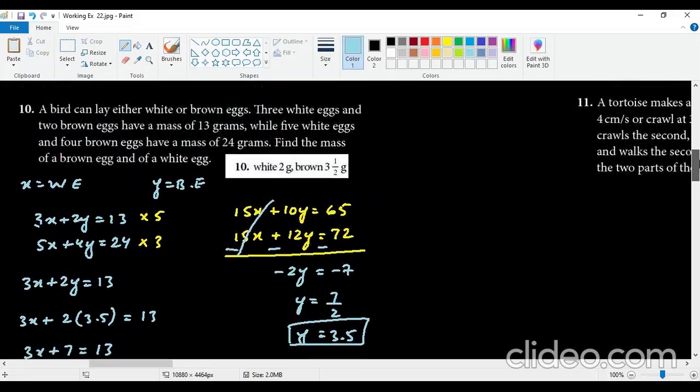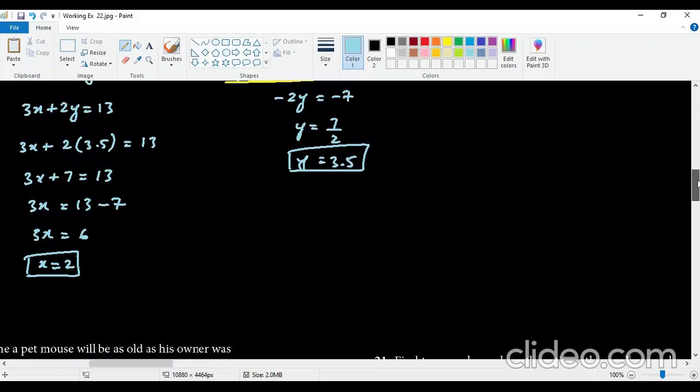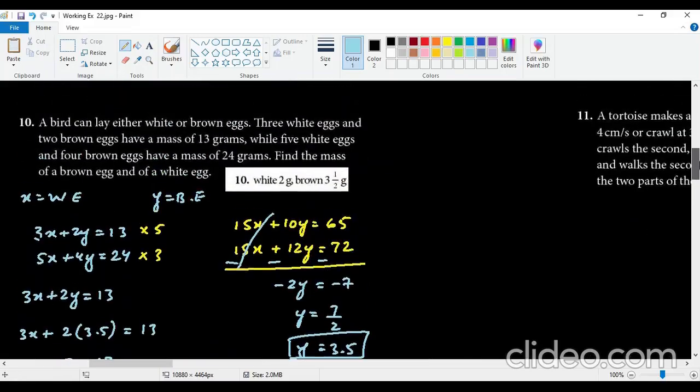So in the answer you can write white eggs weight is 2 grams and brown eggs weight is 3.5. This is the answer for this question. Moving on to the next question.